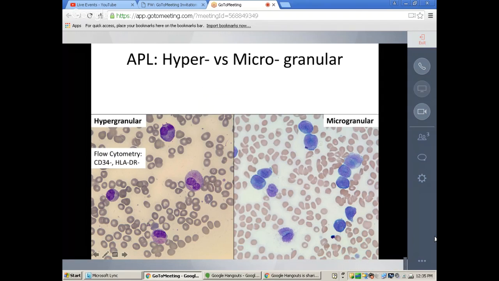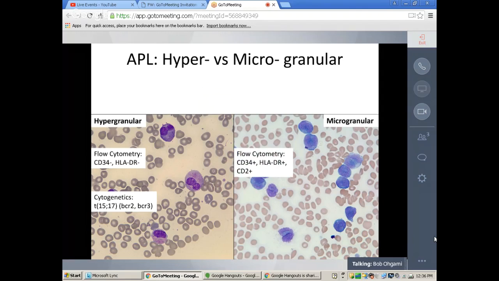The flow cytometry findings can be distinct in these two types. For the hypergranular variant, or more classic acute promyelocytic leukemia, the important immunophenotype to remember is CD34 negative and HLA-DR negative. The cytogenetics will show the 15;17 translocation, and they may have a certain breakpoint cluster region split between PML and RARA. We'll go over that in a second.